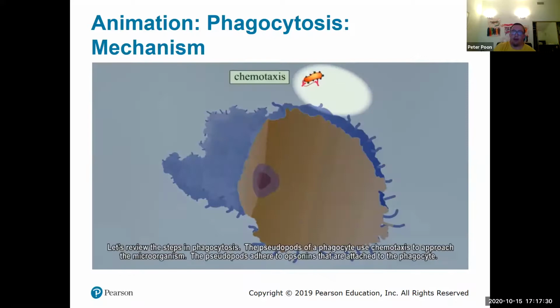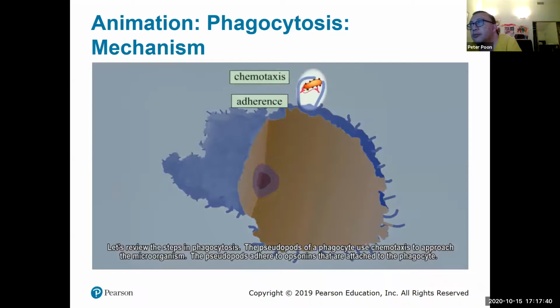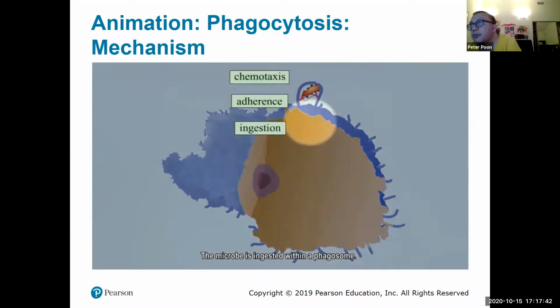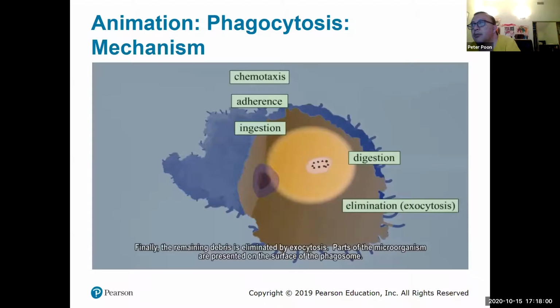Okay. Let's review the steps in phagocytosis. The pseudopods of a phagocyte use chemotaxis to approach the microorganism. The pseudopods adhere to opsonins that are attached to the phagocyte. The microbe is ingested within a phagosome. The phagosome fuses with a lysosome to form a phagolysosome, in which digestive enzymes break apart the microorganism. Finally, the remaining debris is eliminated by exocytosis. Parts of the microorganism are presented on the surface of the phagosome.